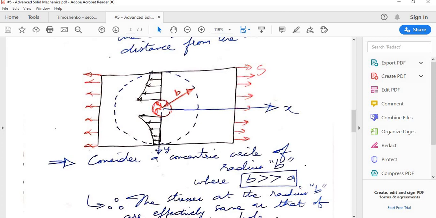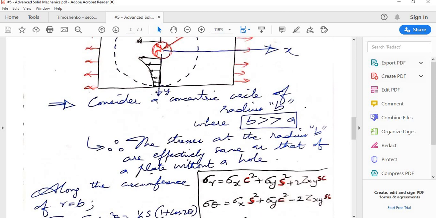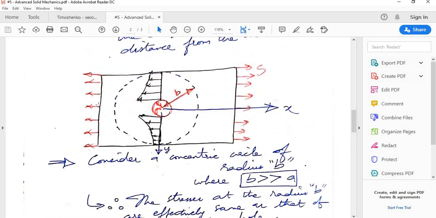Now the effect of this external tension at both sides should be transferred onto the outer circle. So instead of analyzing the full plate, we are analyzing just this annular disk, a full disk with a circular hole. Now this external tension is in the Cartesian coordinate system. We have to transform it into stresses in the polar coordinate system on the surface of the circle.